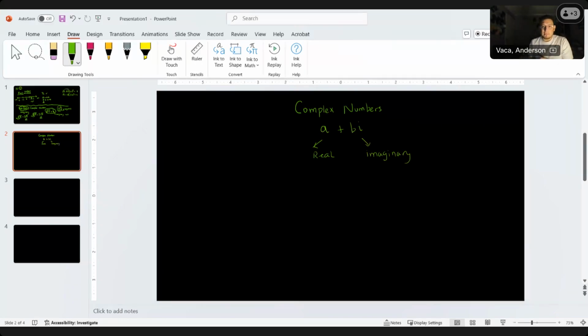So let me give you some simple examples. 5 plus 2i. That will be a complex number, where in this case, the number 5 is very real, but 2i is imaginary. Let me give you another example. 1/2 plus, I don't know, 3/5i. 1/2 is very real, but 3/5i is the imaginary.